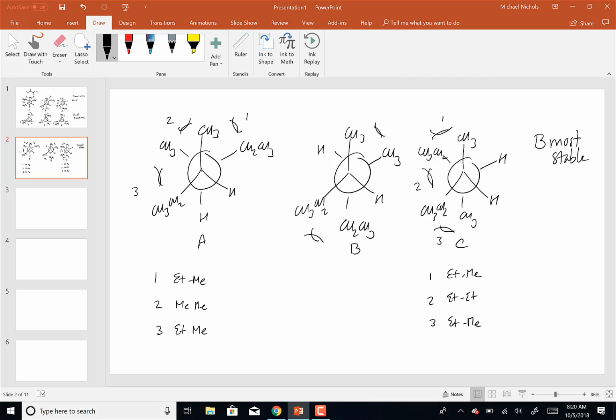So I can go through here and see what cancels. I've got an ethyl-methyl, ethyl-methyl, another ethyl-methyl, another ethyl-methyl. So in these two structures, the difference is a methyl-methyl versus an ethyl-ethyl. And so which one of those two is the more stable situation? It's methyl-methyl. So that means A is the next most stable, and then finally C is less stable than those two.